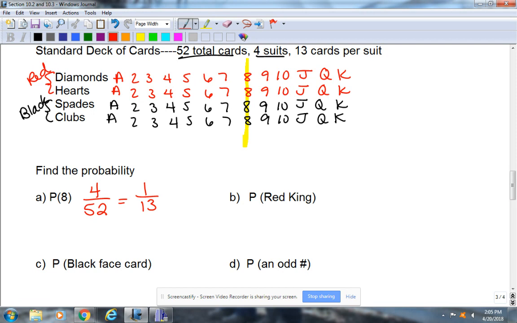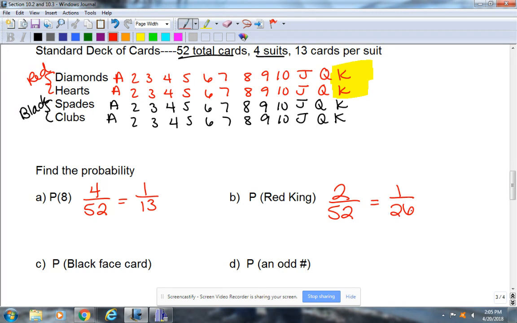What's the probability that I draw a red king? Well, how many red kings are in a deck of cards? 2 of them. So that's 2 out of 52. And what does that reduce to? Math in your head is your friend. 1 out of 26. Very good. Yeah, I know you shouldn't use your calculator, but I'm just saying.